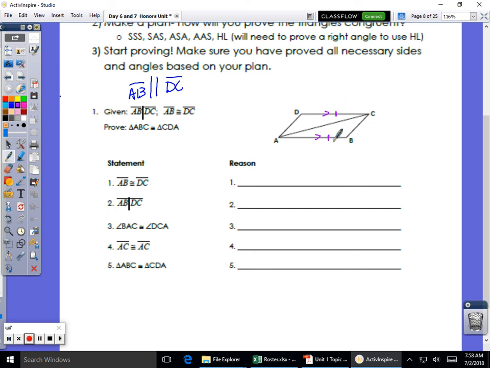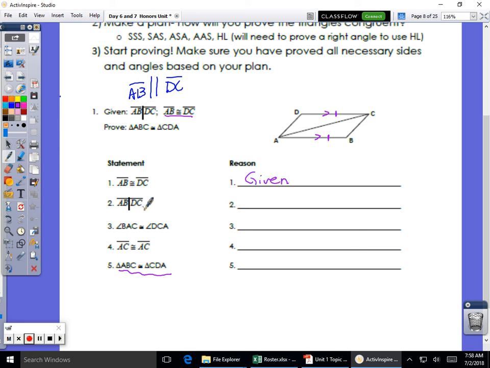And we need to prove that triangle ABC is congruent to triangle CDA. So that's our last statement. If we're proving it, that's our last statement. And we start with this statement. So I'm giving you the statements, and we need to figure out what are the reasons that we can walk through those steps. So, AB is congruent to DC because that's a given statement. I know that that was given.